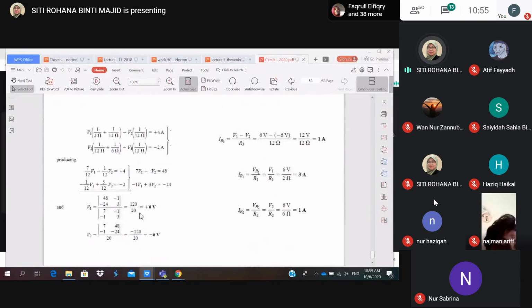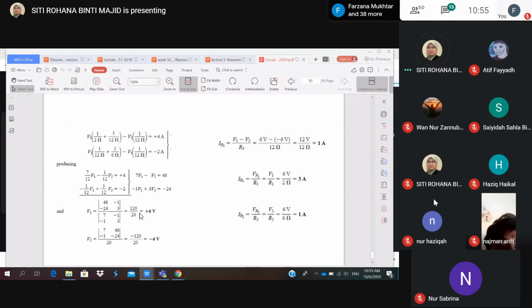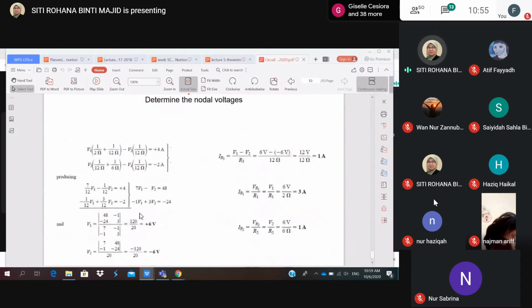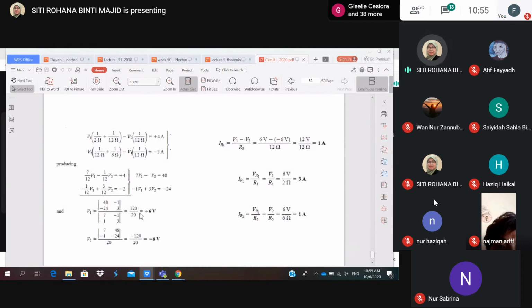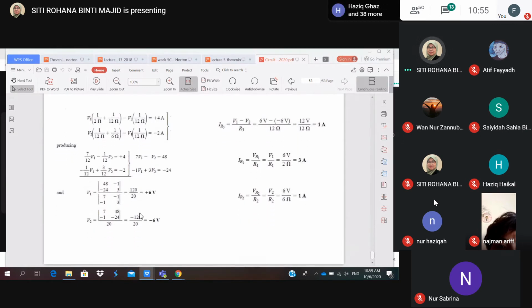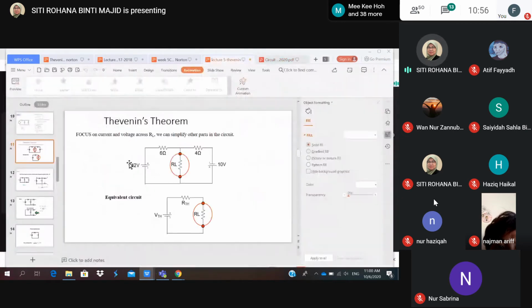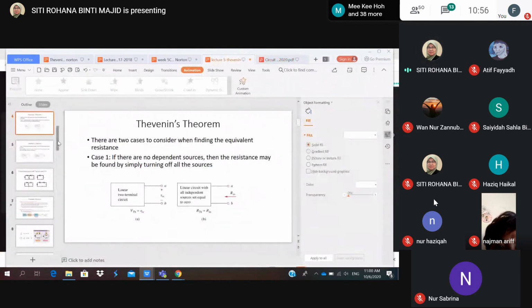This one, already using Cramer's rule, also can. Whether you want to use the expansion method, or you want to use the matrix method, then you can calculate IR1, IR2, and IR3 from the question. So that is nodal analysis. Very simple but tricky.